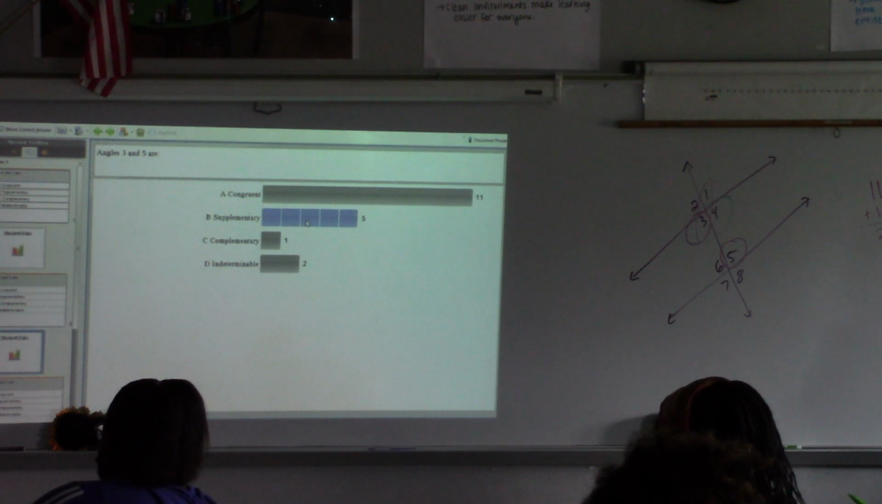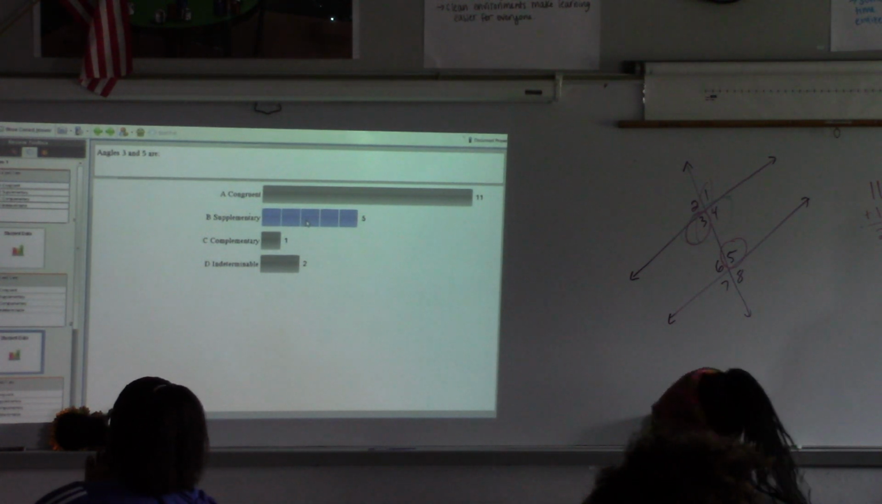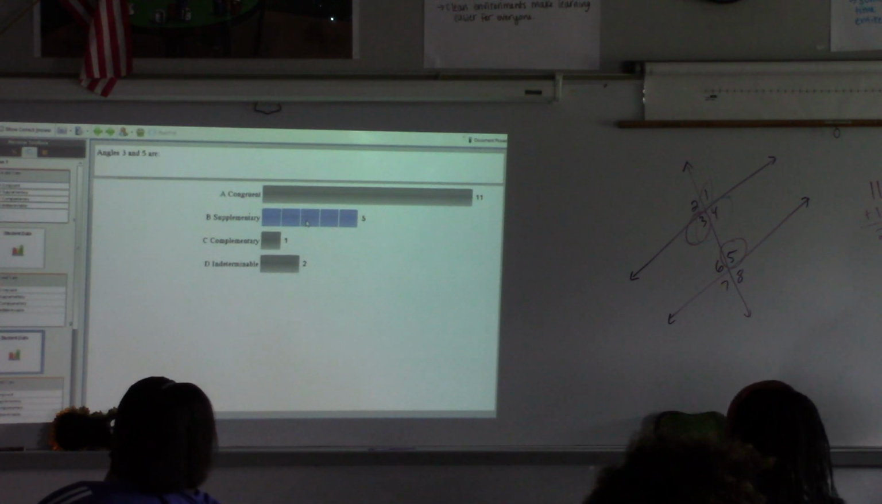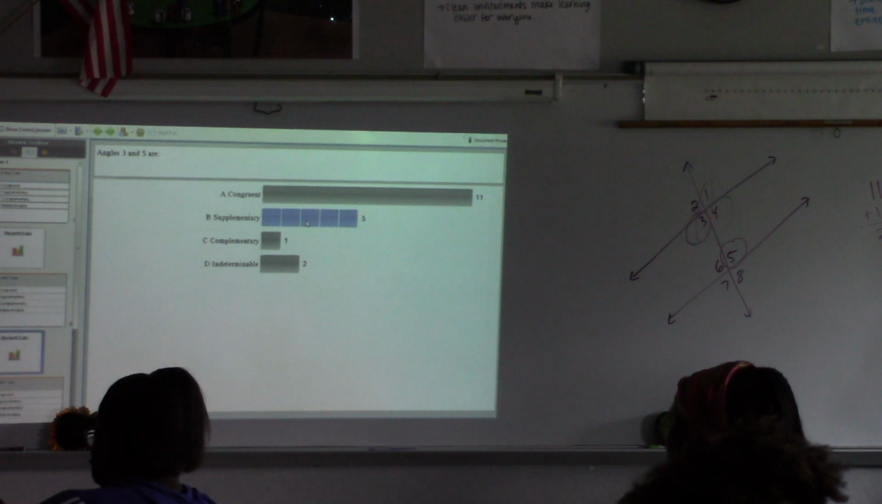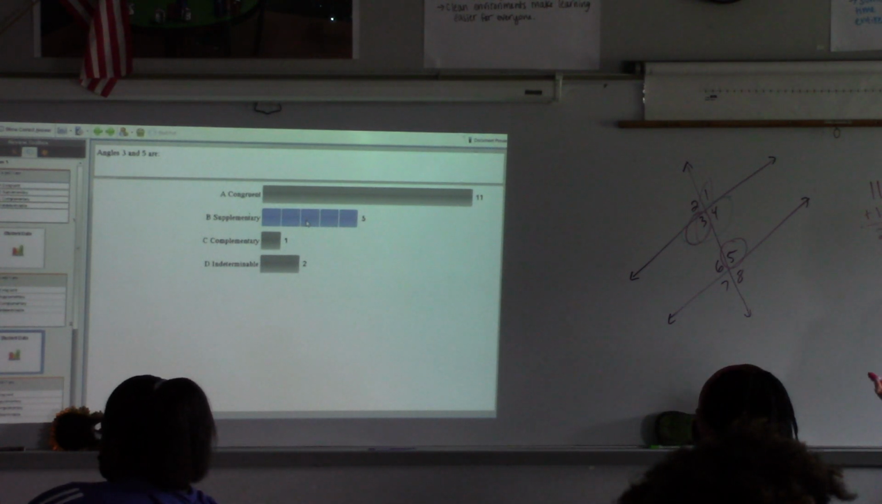Yeah. Kelsey? I don't know. You don't know? Bashar? Not sure? I picked the wrong answer. You put the wrong answer? What do you think it is? You think congruent? Okay, so we got a lot of people who thought congruent.